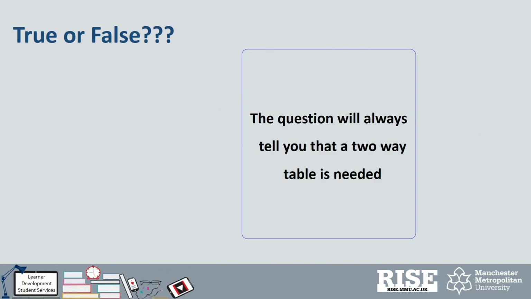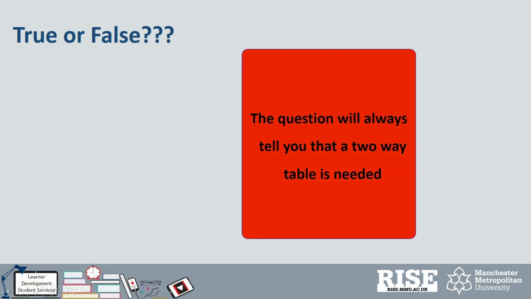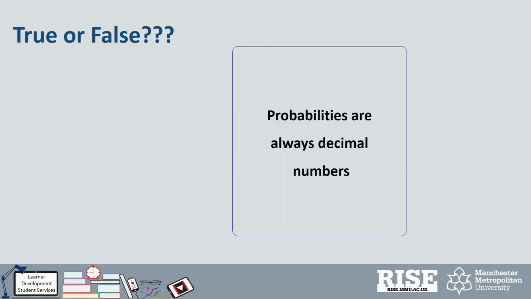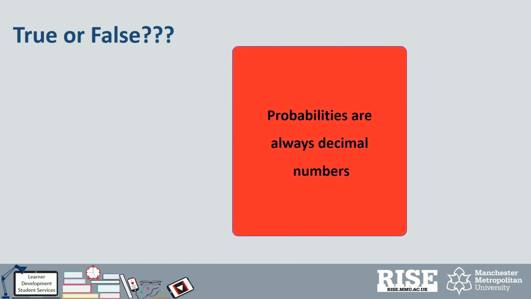The question will always tell you that a two-way table is needed. Not necessarily. Sometimes they don't even include the table outline for us. We have to draw our own. The table structure will always be drawn in for you. Well, we've just seen that. It's not always the case. Probabilities are always given as decimal numbers. No, in fact, it's easier to write probabilities as a fraction from a two-way table.